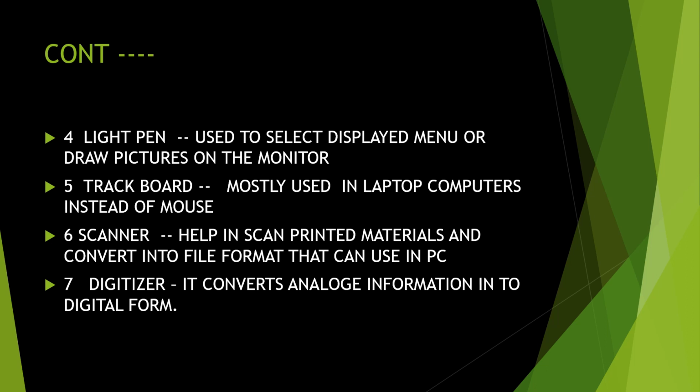Next is the scanner. It helps to scan printed materials and convert them into a file format that can be used in the PC, meaning personal computer. The scanner helps us scan material, so it is also a part of input devices. Next is the digitizer. What is it? It converts analog information into digital form.